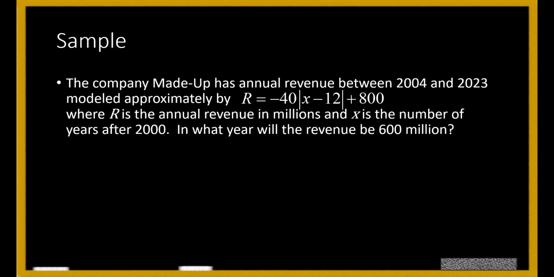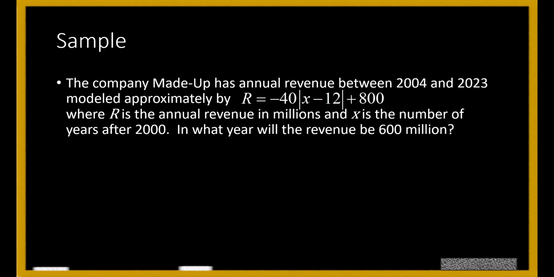In this video, I'm going to demonstrate an application that utilizes absolute value in its equation. Here's a sample. The company, named MadeUp, has an annual revenue between 2004 and 2023. It's modeled by approximately this formula. Revenue equals negative 40 times the absolute value of x minus 12 plus 800, where R is the annual revenue in millions of dollars and x is the number of years after 2000. In what year will the revenue be 600 million?